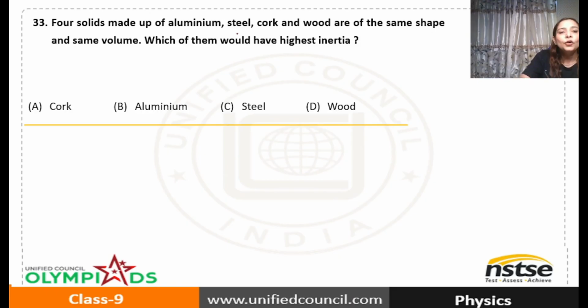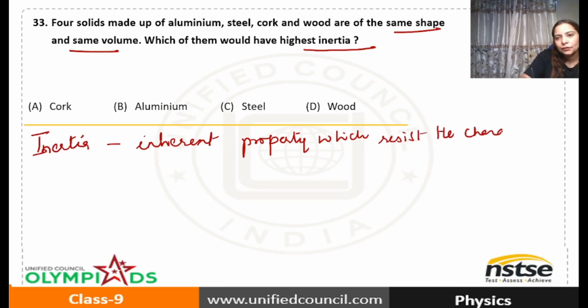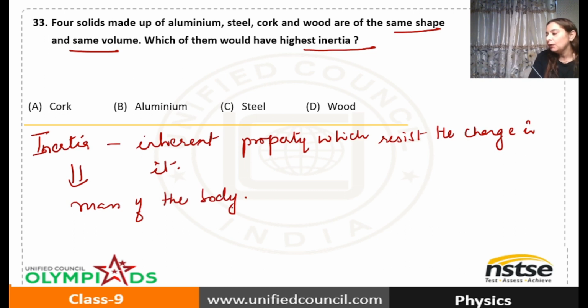Next question. Four solids made up of aluminium, steel, cork and wood are of the same shape and same volume. Which of them would have the highest inertia? Now what is inertia basically? Inertia is an inherent property of any substance which resists a change in it, and inertia depends upon the mass of the body. The more the mass of the body, the more inertia it will have. That means more resistance against creating a change in it.